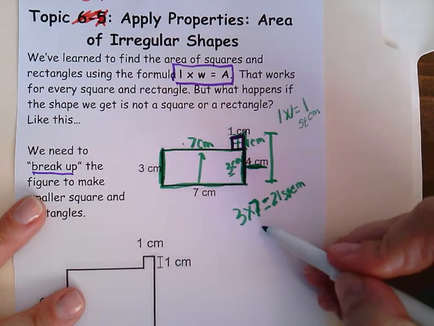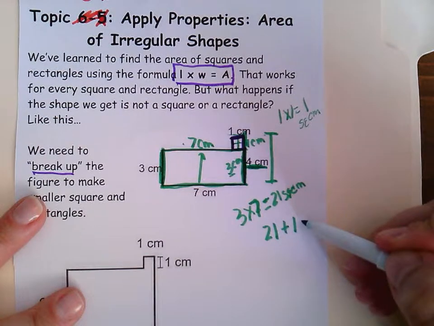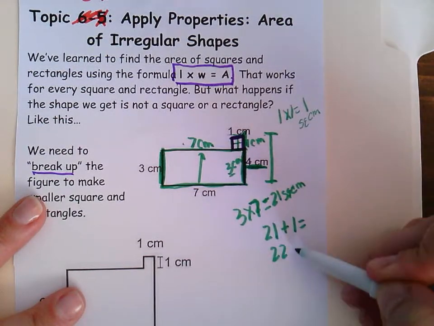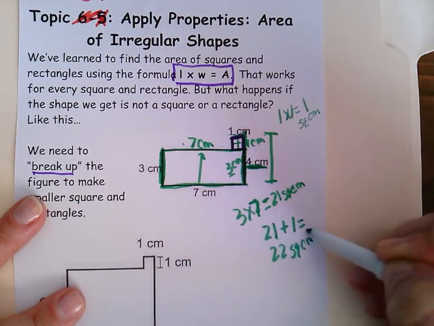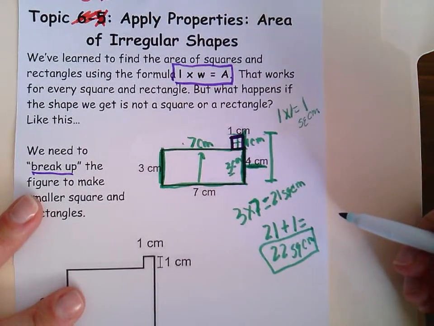And finally, to find my total, I'll take that 21 square centimeters and that 1 square centimeter and add them together to get my total area of 21 square centimeters.